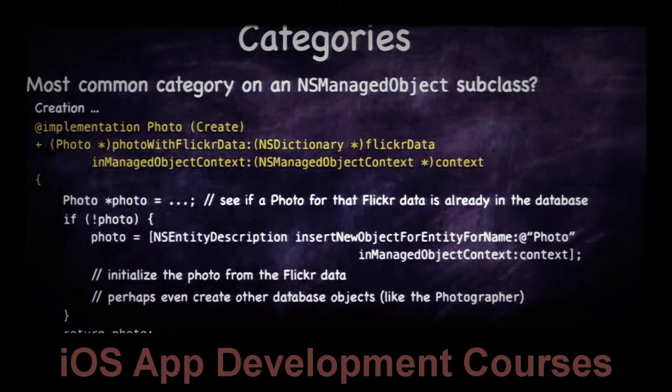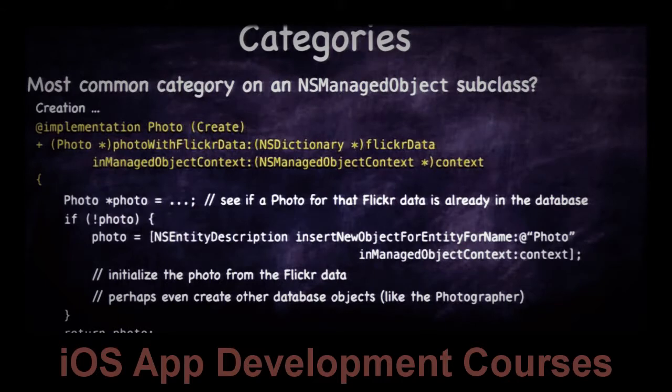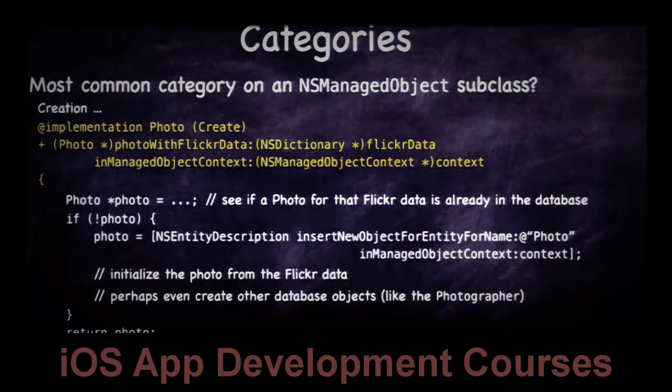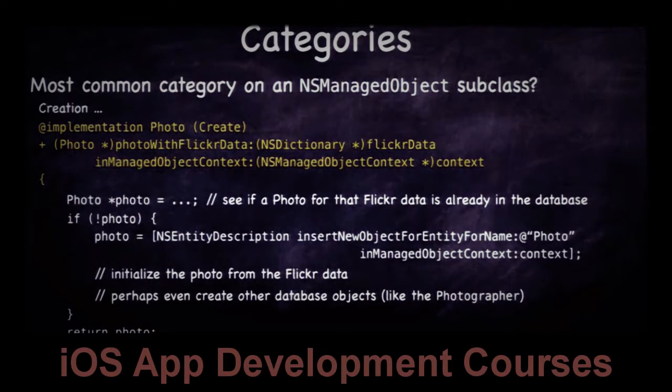And I'm going to have this method that I'm going to add to Photo called photoWithFlickrData:inManagedObjectContext:. It's going to query the database, see if that photo already exists. It's going to return it if it does. If not, it's going to insert a new object for entity name, initialize the photo from the dictionary you sent, et cetera, et cetera. It's going to do all that work in one method, so that if someone wants to create a new photo using Flickr data, they can just call this one class method in Photo.